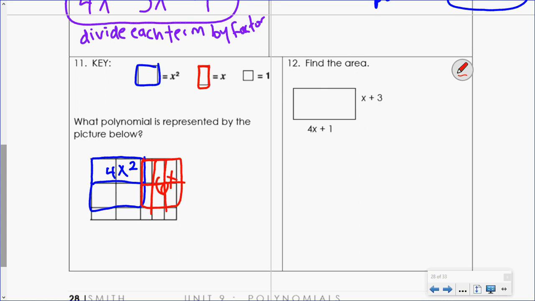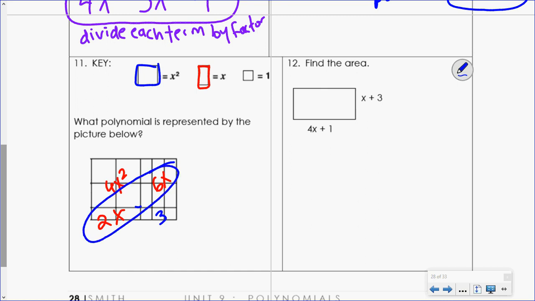So 6 x's. So I'm going to erase that real quick and rewrite that a little bit. So 4x squared here, 6 x's down here, and then 2 x's, 2 rectangles on the bottom. And then right here I have 3 1's. So we're going to combine those like terms and write out our polynomial. So 4x squared plus 6 x's plus 2 x's is 8 x's plus 3. This is the correct way to represent this polynomial.